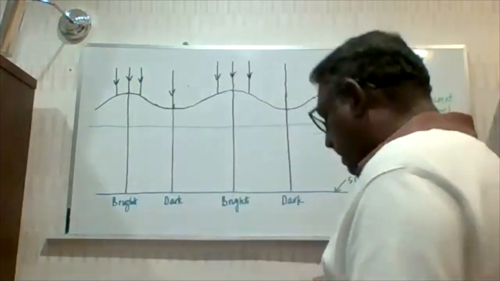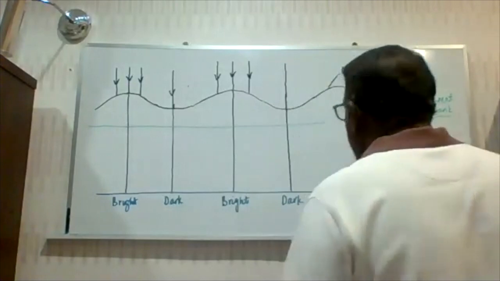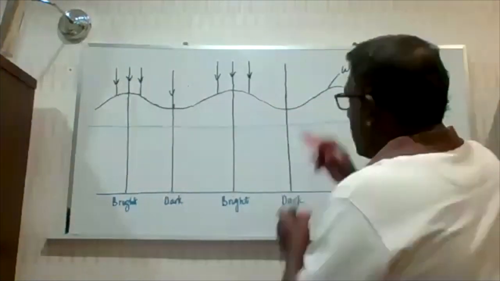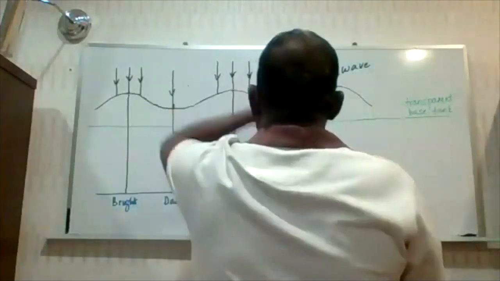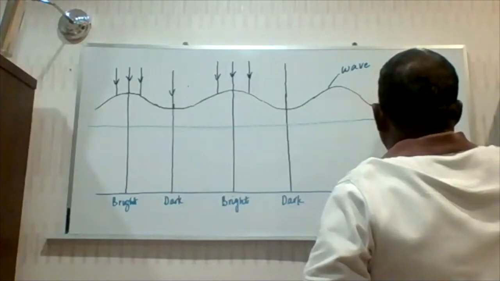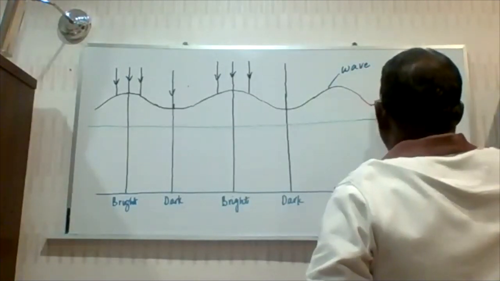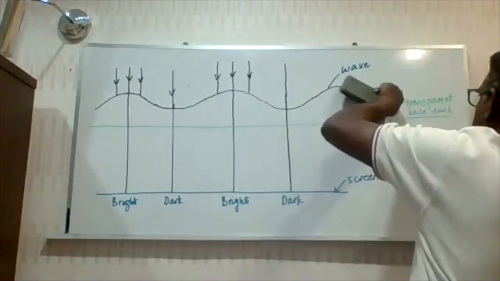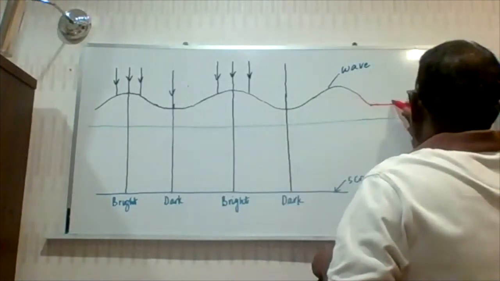First, let's get the direction of propagation. The direction of propagation will be this. This is how the wave is moving. Assuming the wave moves from left to right, that will be the direction of propagation. Let me lengthen that a bit. That's the direction of propagation.